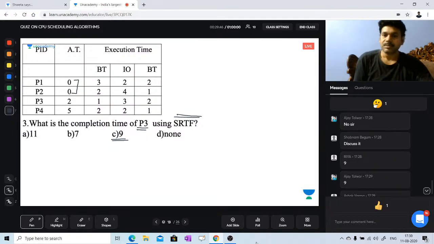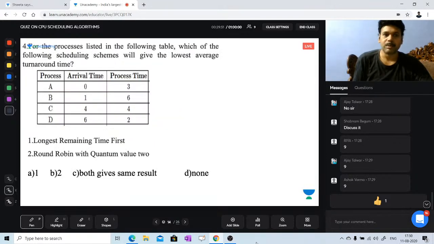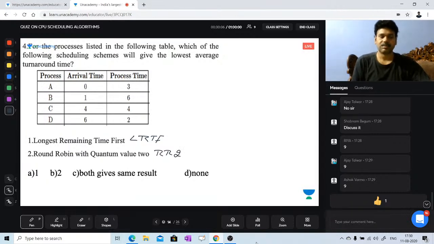So come to the next question. So the next question is: I want to do LRTF on one side and round robin with time quantum 2 on the other side. Which is going to give the lowest average turnaround time? You have to do both, LRTF as well as round robin 2, and see which gives the lowest average turnaround time.